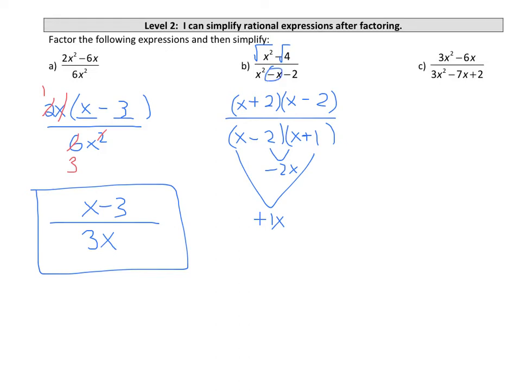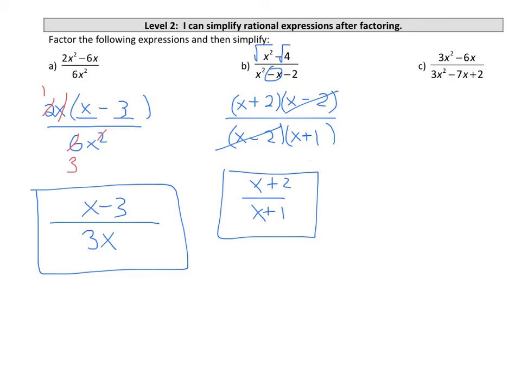So now that I've factored the bottom, I check and see what can be canceled. What factors are the same on the top and the bottom. And the x minus 2's are the same, so they cancel out. I get x plus 2 over x plus 1. Now, don't be tempted to cross off those x's. They don't cancel. That's as far as we can go.